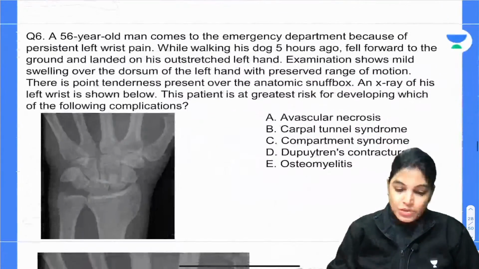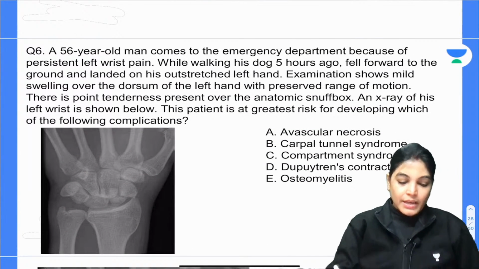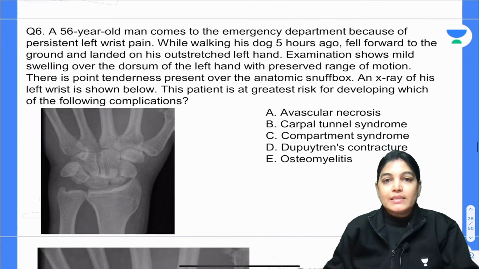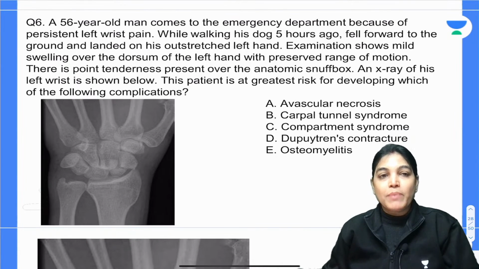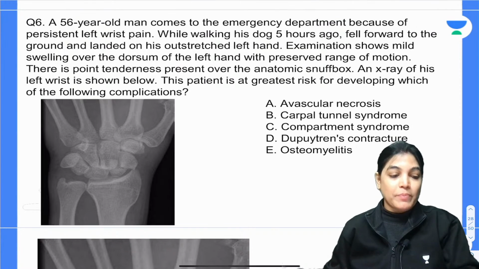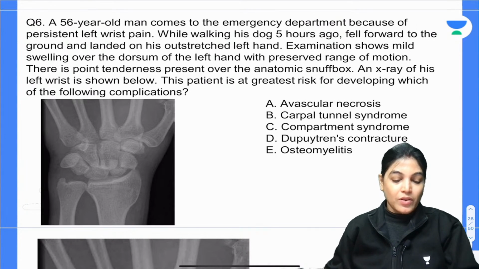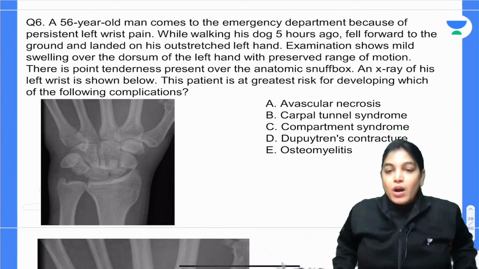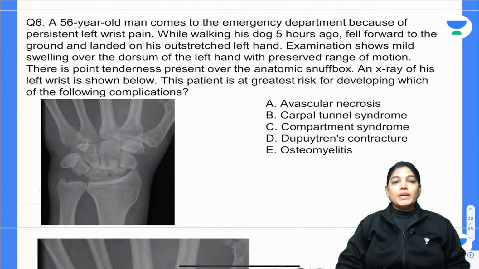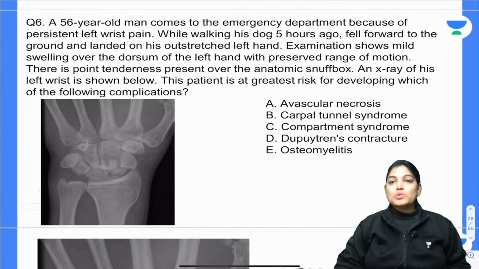Let's move on to the next, that is question number 6. A 56-year-old man comes to the emergency department because of persistent left wrist pain. While walking his dog 5 hours ago, he fell forward to the ground and landed on his outstretched left hand. Examination shows mild swelling over the dorsum of the left hand with preserved range of motion. There is a point of tenderness over the anatomical snuff box.